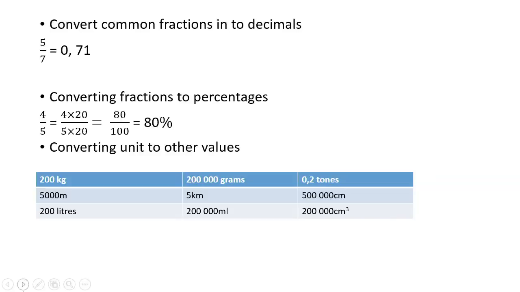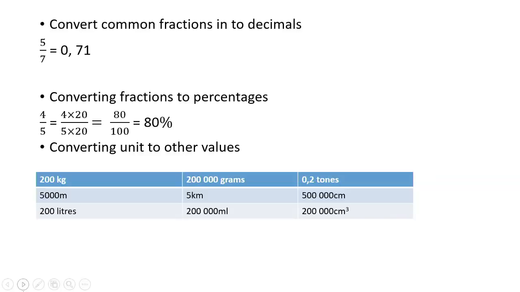The same principle applies when you are converting it to centimeters, because you know that in 1 kilometer there are 100,000 centimeters. So what you do is you take 5 kilometers, you multiply by 100,000 centimeters, and you get your answer.